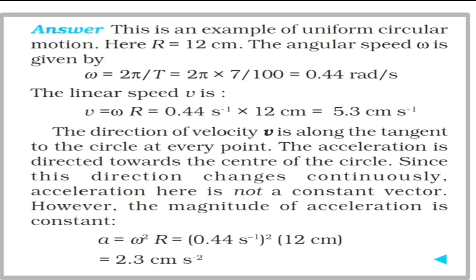But the magnitude of acceleration is constant, and the magnitude of acceleration is given by a is equal to omega square r. So you can substitute for omega and you will get the answer to be 2.3 centimeter per second square. So coming to acceleration, its unit is meter per second square in SI. In CGS it will come centimeter per second square.